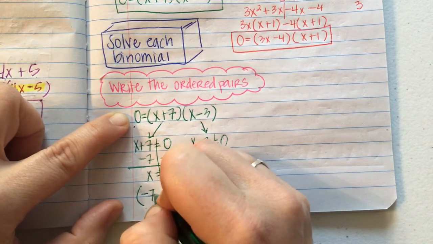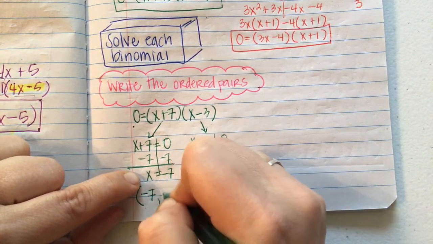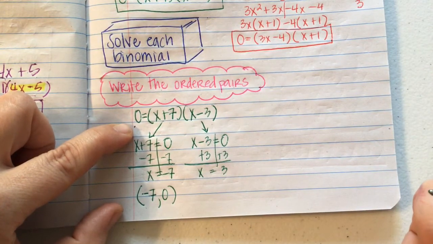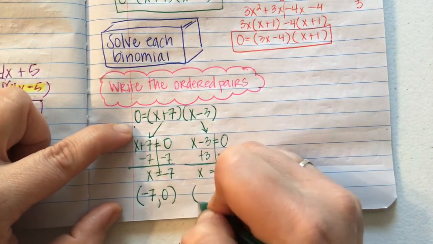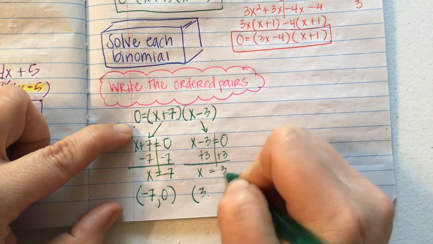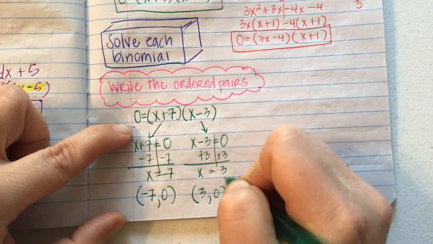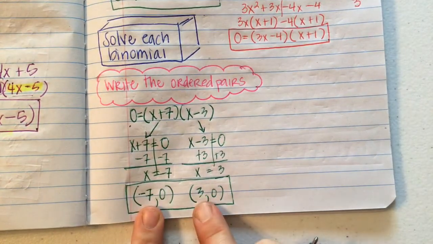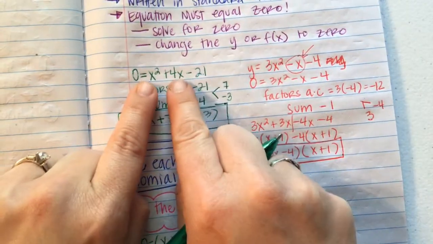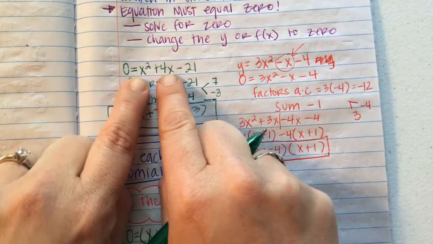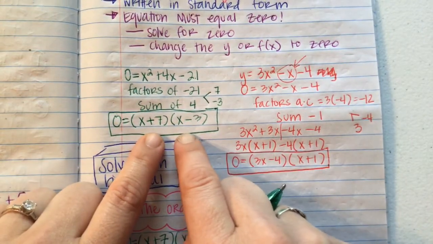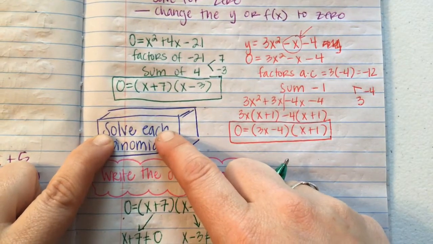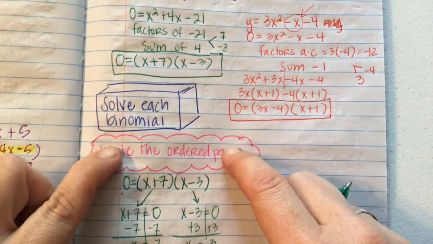So my answer is negative 7, because that's my x value, comma 0, because that's my y value. My answer is always y equals 0. And over here is 3, because that's my x value, comma 0. So those are the answers to this quadratic equation. I factored my quadratic just like I did previously. I'm going to now solve each binomial and write the ordered pairs.